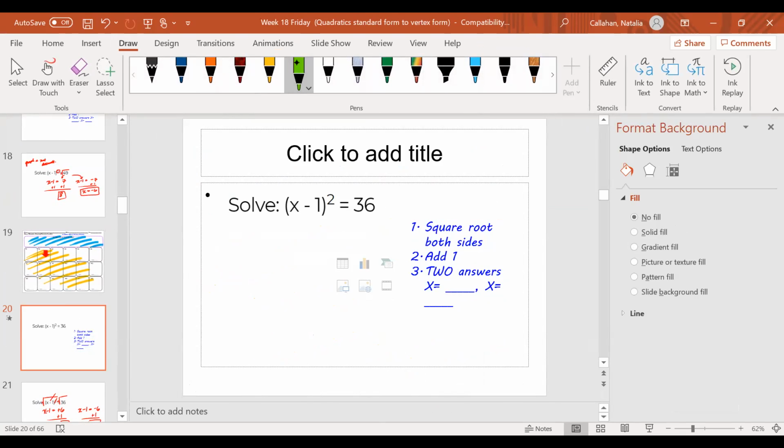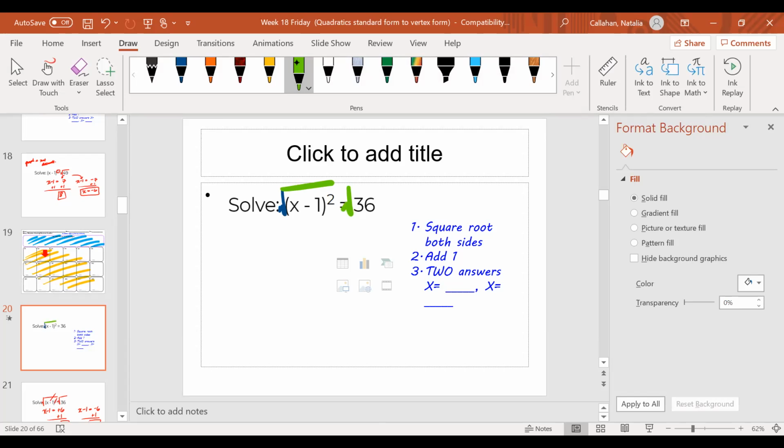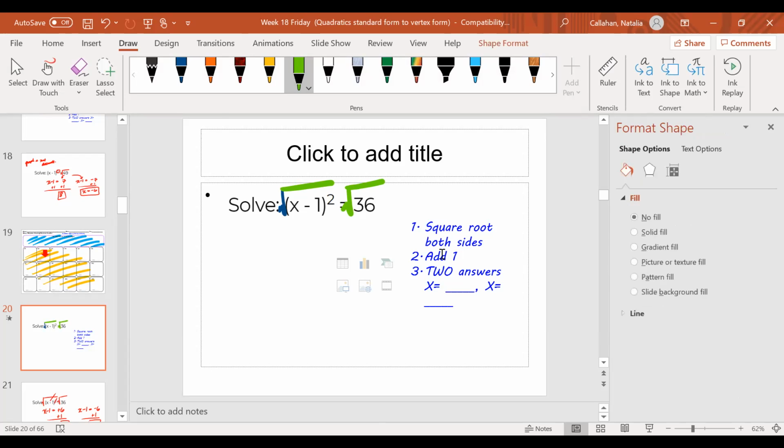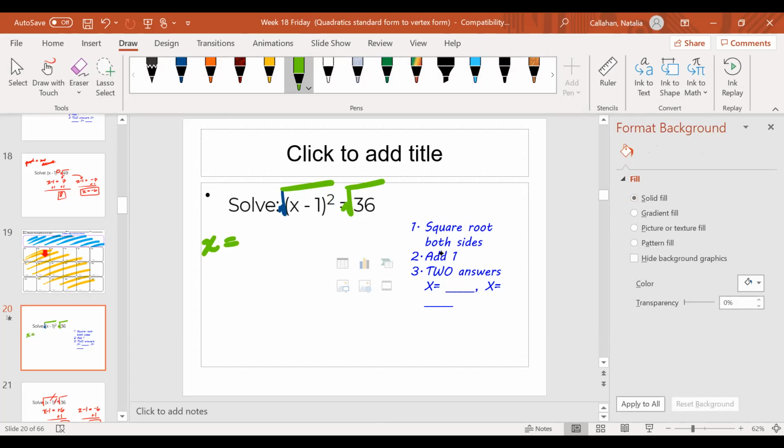If I do that, I'm going to have a square root here, square root here. Next step, you're going to go ahead and add 1 on both sides. You have x is equal to, or excuse me, hold on a second. x minus 1 is equal to plus or minus 6.